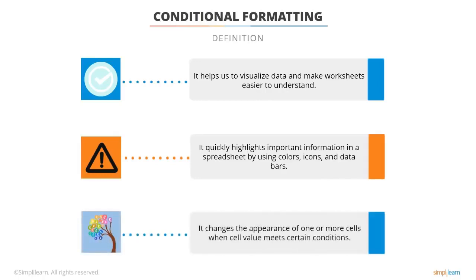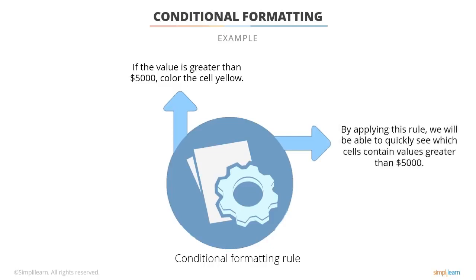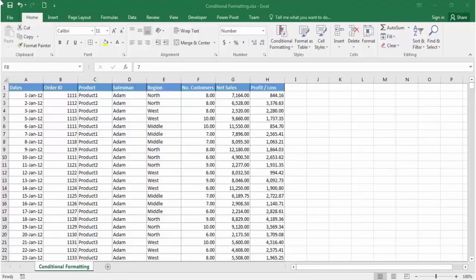It changes the appearance of one or more cells when the cell value meets certain criteria. To do this, we need to create a conditional formatting rule. For example, a conditional formatting rule can be, if value is greater than 5,000, color the cell yellow. By applying this rule, we will be able to quickly see which cells contain values that are greater than 5,000. Let us understand this with the help of examples.